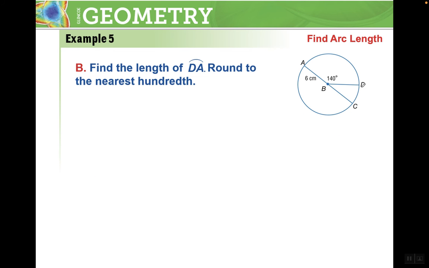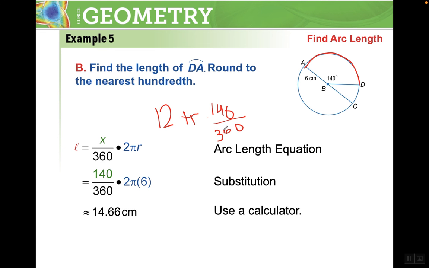Another one, so DA would be this part right here. We know the radius is 6 centimeters, so we know that the circumference is 12 pi. And we're going to multiply it by, and it doesn't matter which side you multiply on, 140 over 360. It's always going to be over 360 because that's the number of degrees in a circle. So when they go ahead and do that, they get 14.66 centimeters.